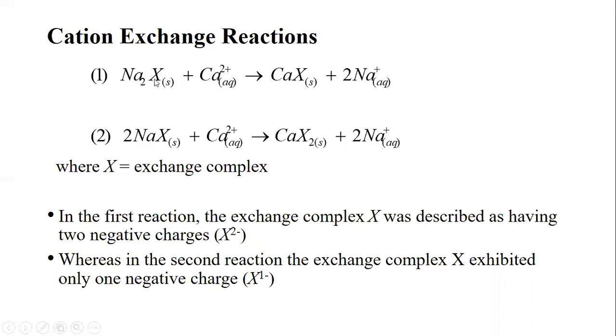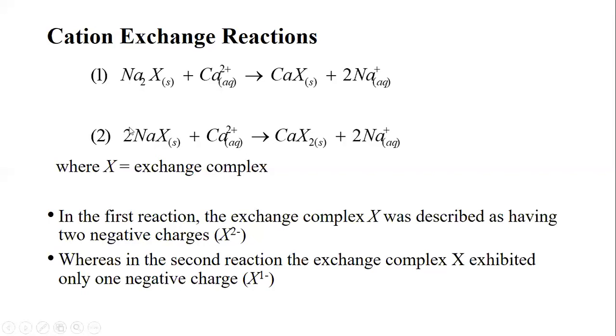So this X, or this colloid, has two negative charges, whereas in the second reaction, the exchange complex X exhibited only one negative charge. So with one negative charge, it needs only one sodium ion to neutralize that negative charge. Forget about the two; this is a stoichiometric number. This is NaX instead of Na2X. We have now NaX, one sodium on the surface to neutralize the negative charge that X has.